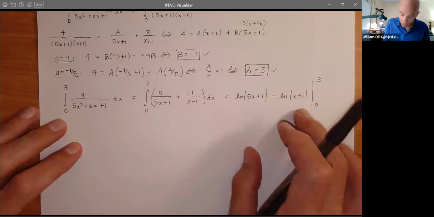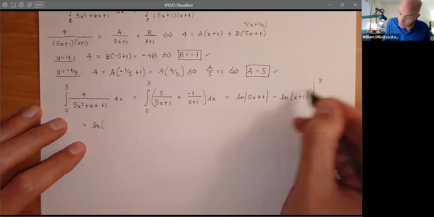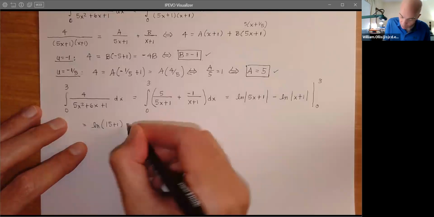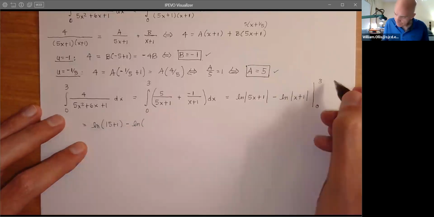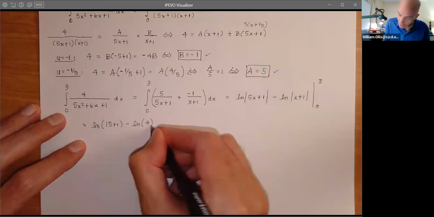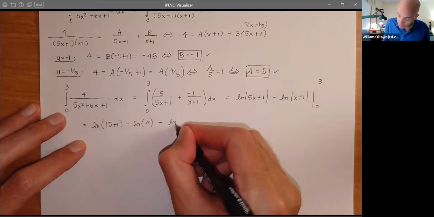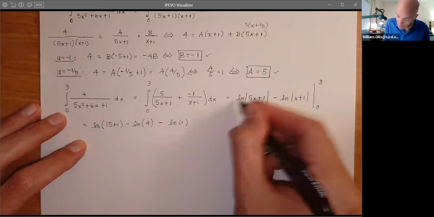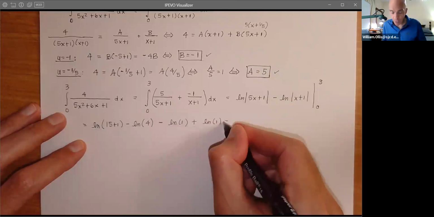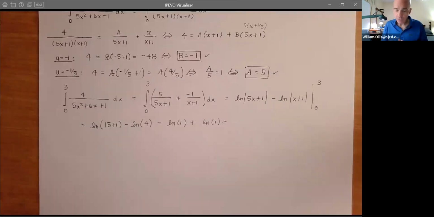So now we'll do the fundamental theorem. So we have natural log, and we'll have a 15 plus a 1 minus natural log. So we have, in this case, make sure that's a 3. We have a 3 plus a 1, so that's a 4. Now we have minus, put in the 0. We have log of 1, and then minus minus plus log of 1. So now when we look at this, we don't have much left in the way of computation.